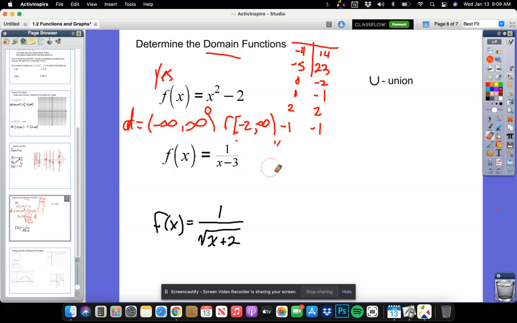Some teachers will teach you, hey, you can put every single number in here for x because you can have all the negative numbers and all the positive, but the number you can't put is 3. This is called set builder: you have x such that x cannot equal 3. Like that.